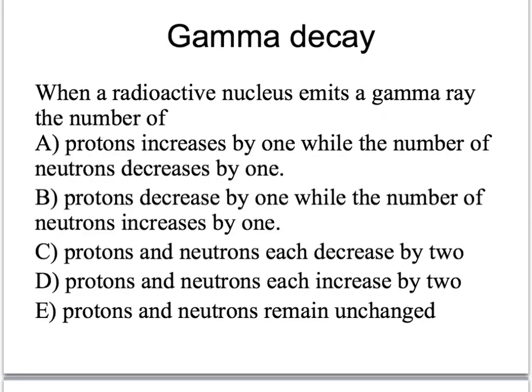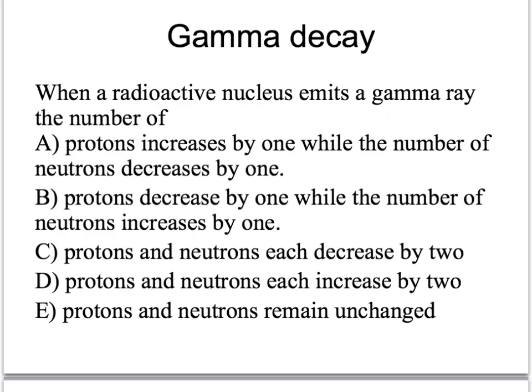Here's a question that comes from a past AP exam. When a radioactive nucleus emits a gamma ray, and gamma is often expressed as a ray because it's not a particle that has mass, and so we talk about it as a ray like light. When a radioactive nucleus emits a gamma ray, the number of, stop for a second, let me pause the video, read the options, see what you think. Okay, let's go through these. And this also serves as a good review because the other answers are other types of decay.